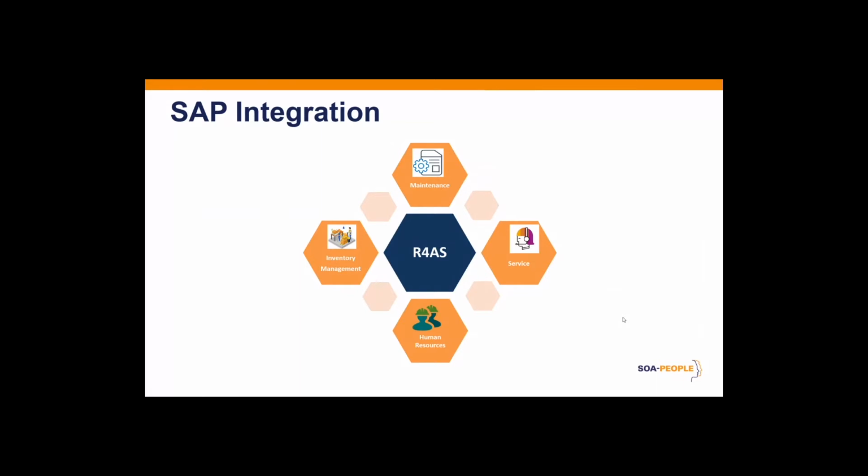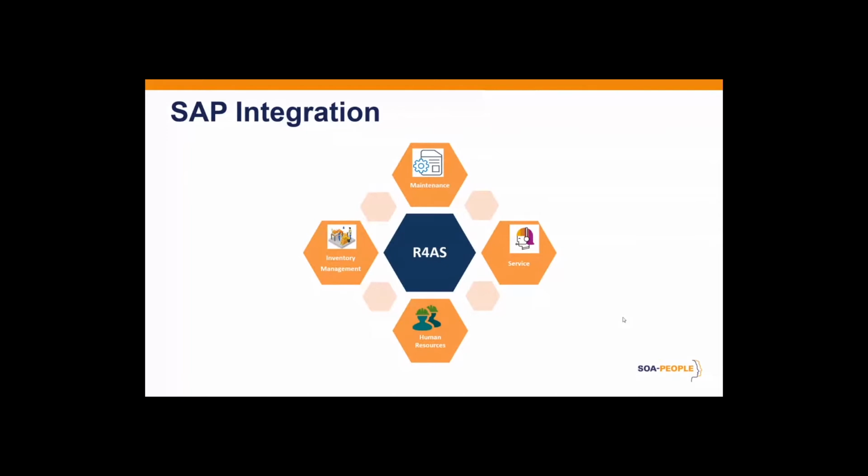Integration with human resources is where we get information about people's availability, sickness or not, and people's skills. All of that comes from human resources. And inventory management, of course, for all the spare parts and all the stock checks that we have with the tool.